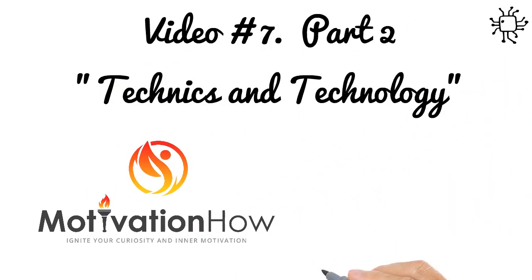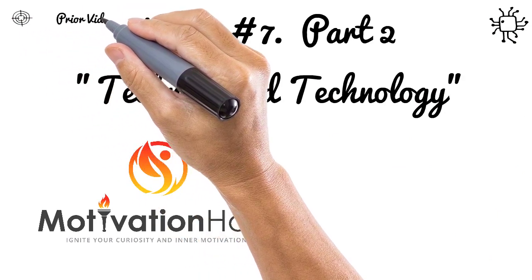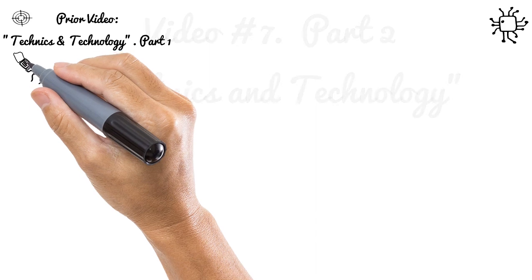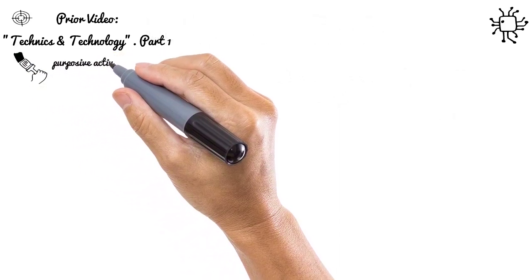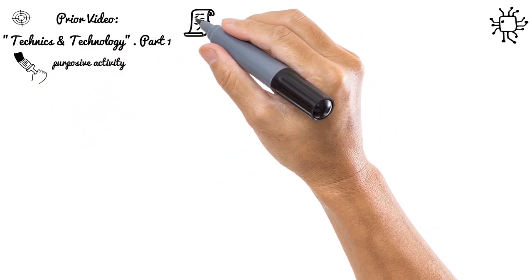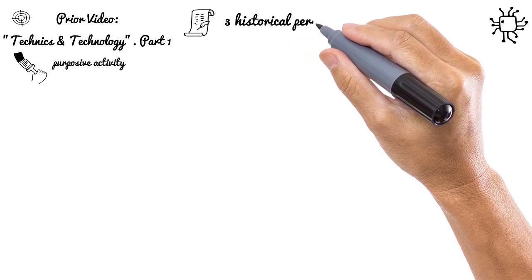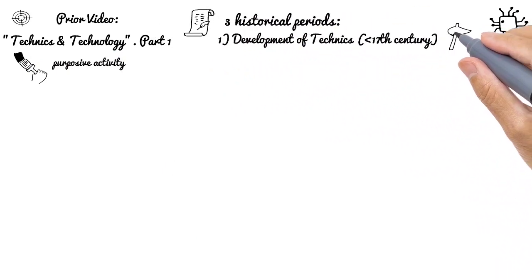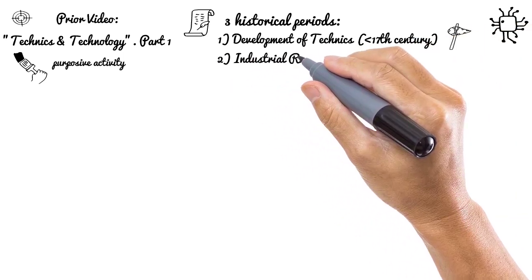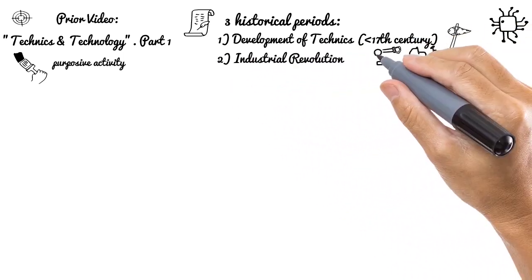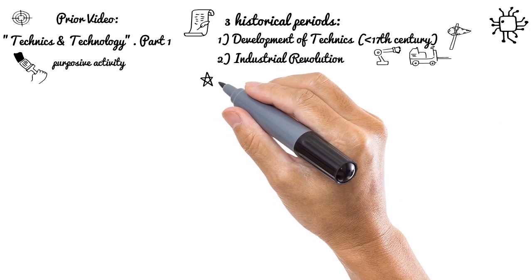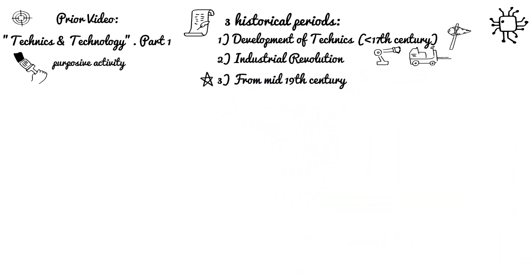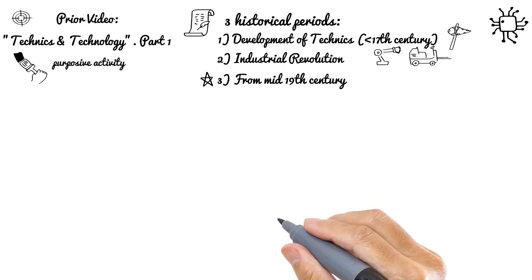Hello everyone! In the previous video, Techniques and Technology, part 1, we started discussing early human techniques and technologies as purposive activities. We mentioned three major historical periods of developing techniques and technologies: development of techniques up to the 17th century, and the period of the Industrial Revolution. Let's move to the third period, from approximately the middle of the 19th century to the present day. Progress was definitely speeding up more rapidly.